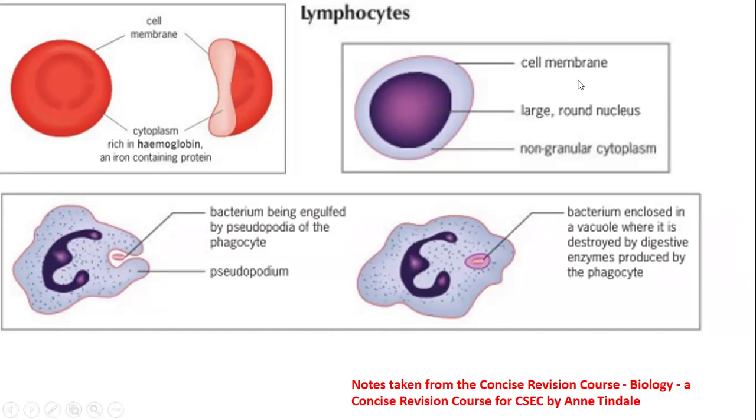So we can see cell membrane, a large round nucleus, and non-granular cytoplasm. Now for the phagocytes, and these are phagocytes, so your lymphocytes and phagocytes make white blood cell. They have a lobed nucleus. They have a smaller nucleus, which is lobed. Make sure you have that, guys. Make sure it's lobed, and if you see it, make sure you can identify it. Once it's lobed, it is a phagocyte.